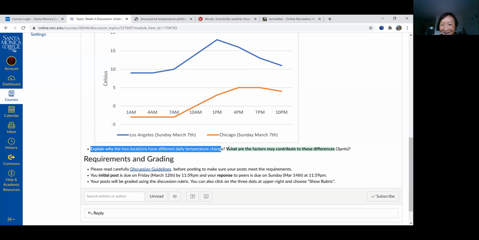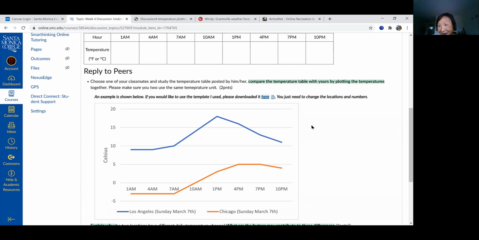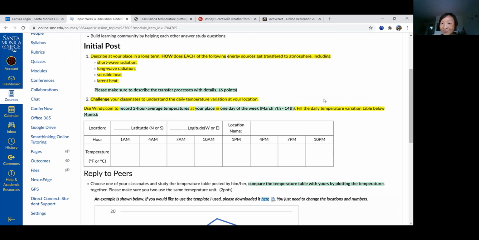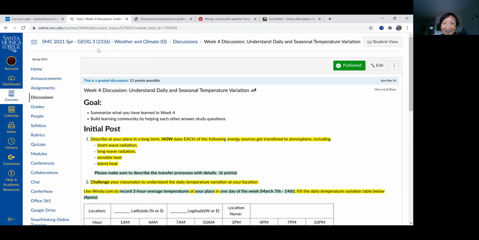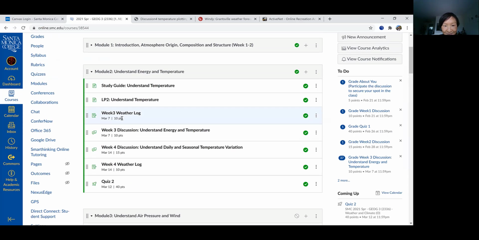So please make sure you post your initial post by this Friday, and respond to your peers on Sunday. I will hold office hours in the afternoon from 2 to 4 p.m. If you have any questions, please come. And in addition to this assignment, you're also going to, of course, keep your log and finish your quiz.